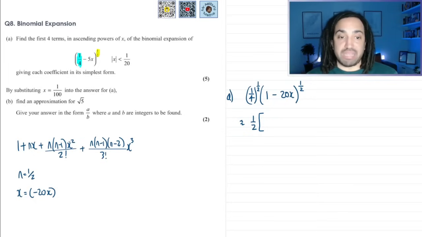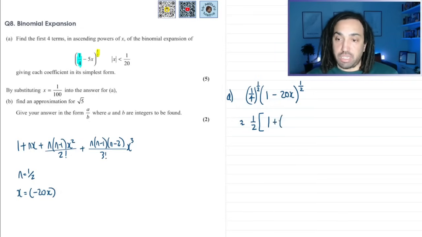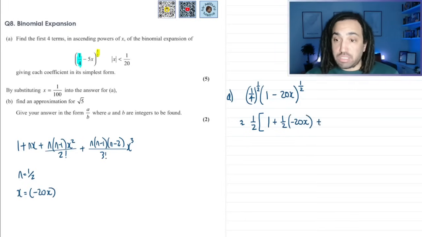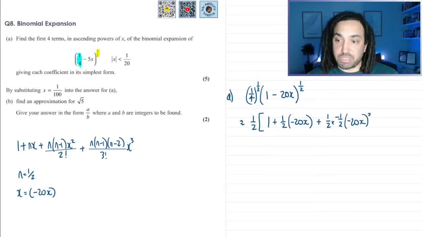Okay, so let's just follow the formula. So it's 1 plus nx. So again, n is a half, and x is minus 20x. Plus, and how many do we need actually? We need first 4 terms, oh gosh. Okay, so again it's n, which is a half, times n minus 1, which is minus a half, and then multiplied by minus 20x, which then needs to be squared, and that is all over 2 factorial.